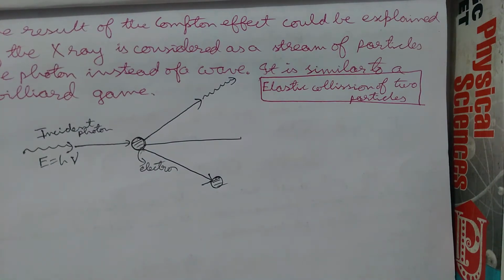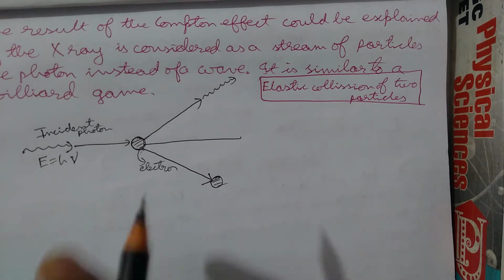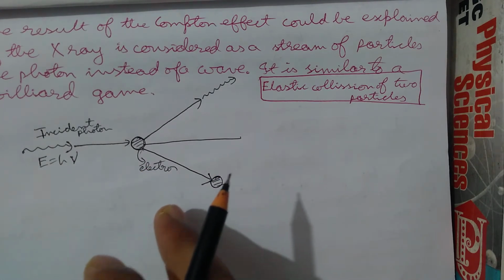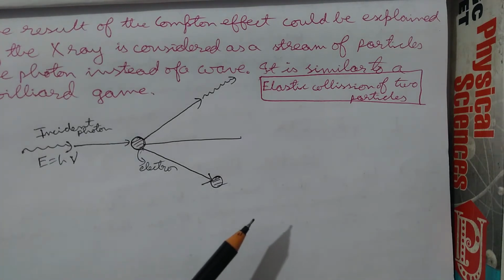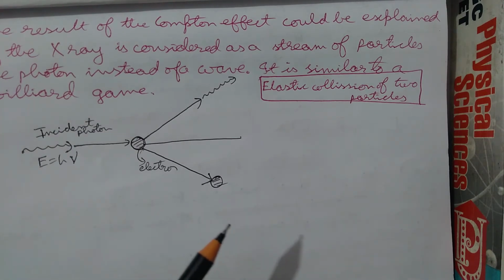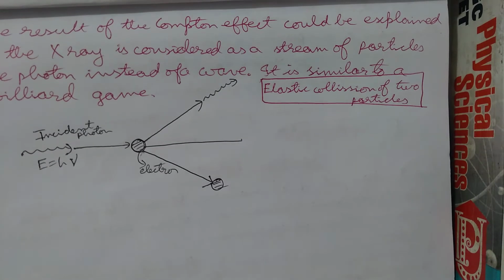Okay, now another thing I want to remind you: why did Mr. Compton use X-ray? Why not visible light? The reason is very simple: visible light wavelength is very high, that is, its energy is much lesser than that of X-ray. X-ray wavelength is very small and its frequency will be very high, so its energy will be very high. So what is basically needed here?